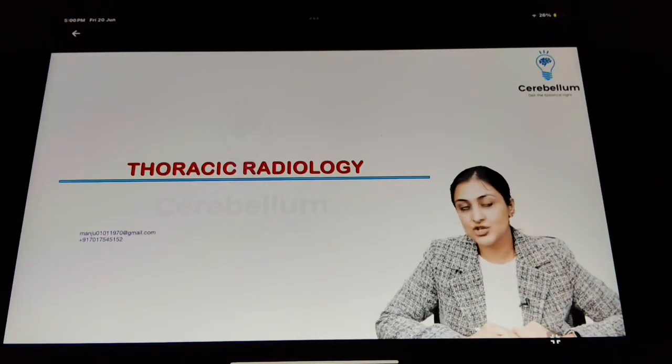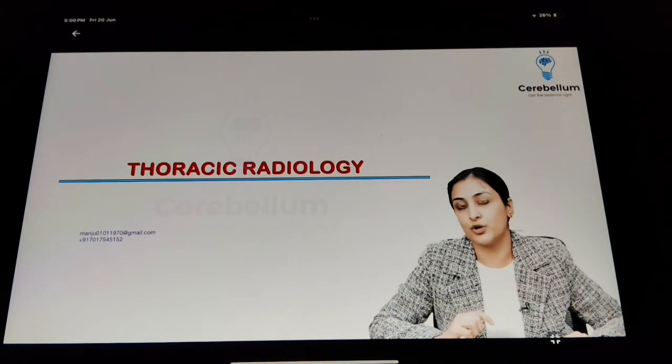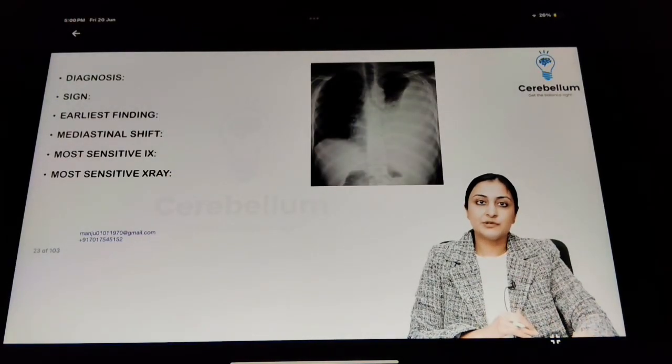So with this, we complete genitourinary radiology. What we have next up is going to be thoracic radiology. Very, very important. Lots of important image-based questions are going to come from here. So beginning with the first chest X-ray here.